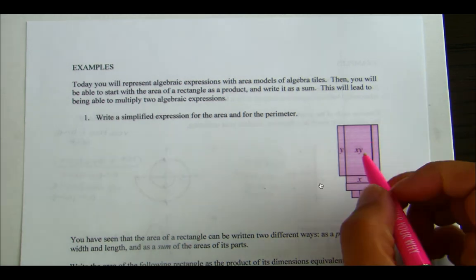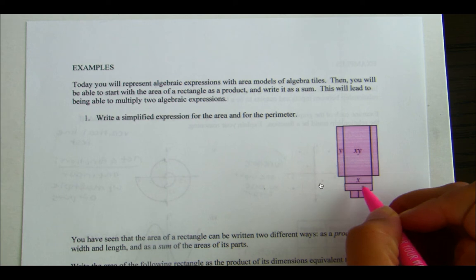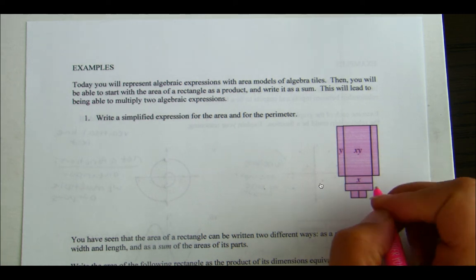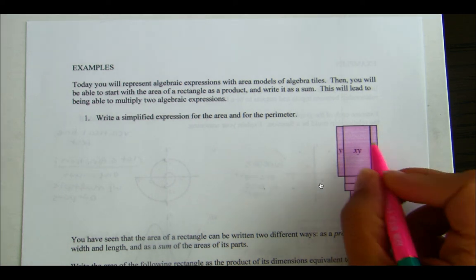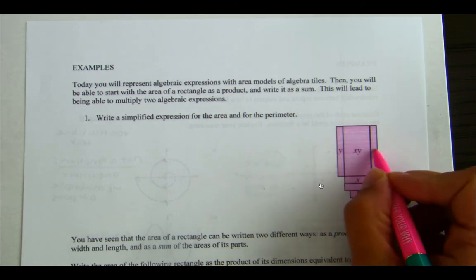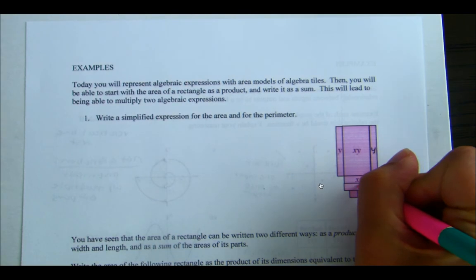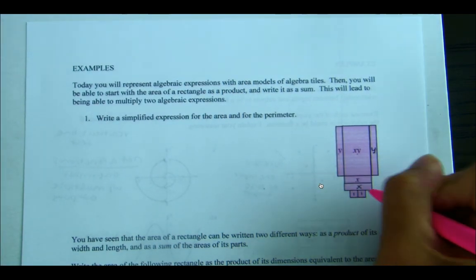So I already have my y block, my xy block, and this x labeled here. So I'm going to finish off by filling in these two. So this one over here on this side is also a y. And this one here is an x. This one here is a 1. And this is a 1.